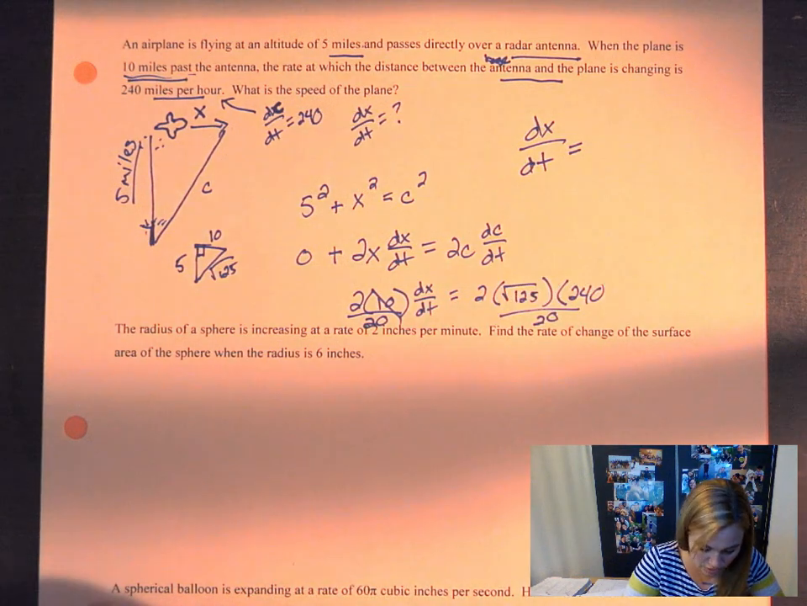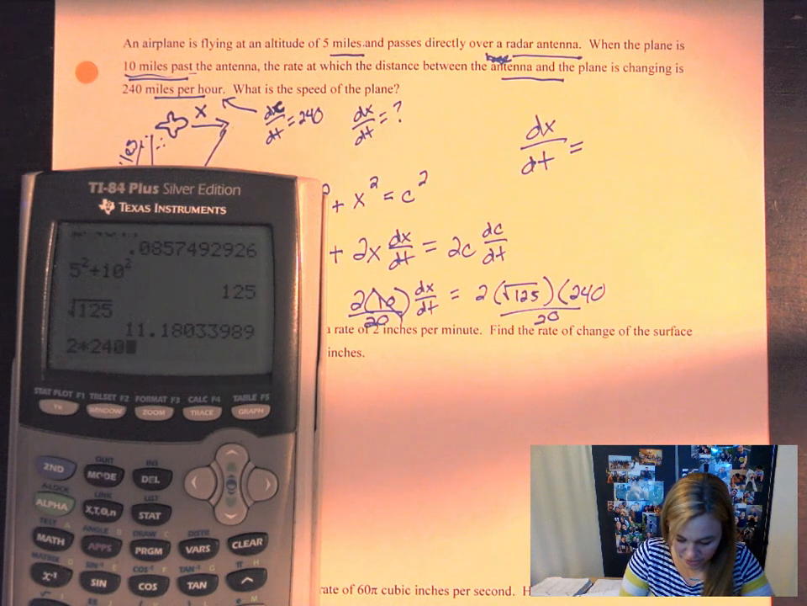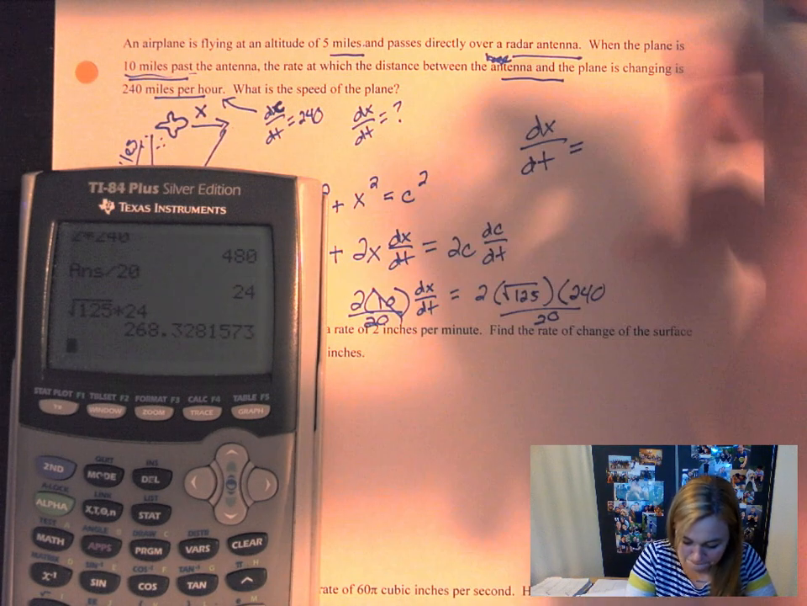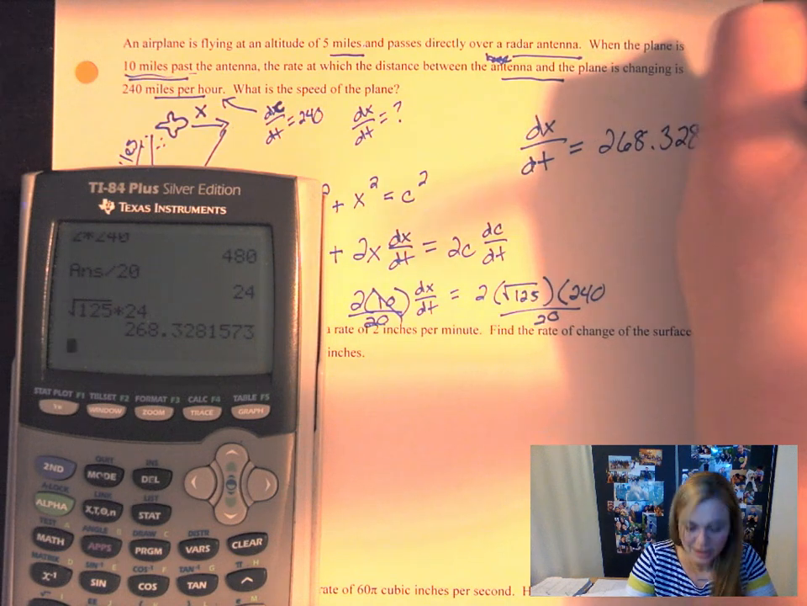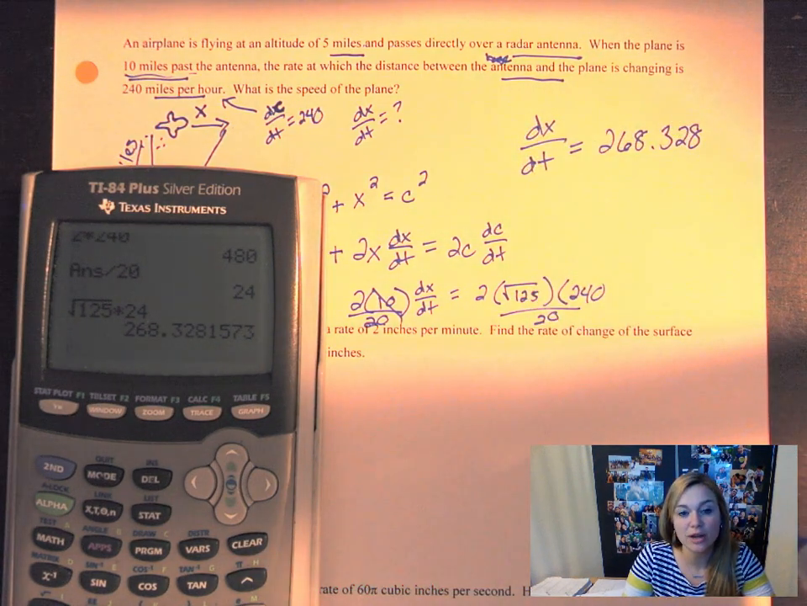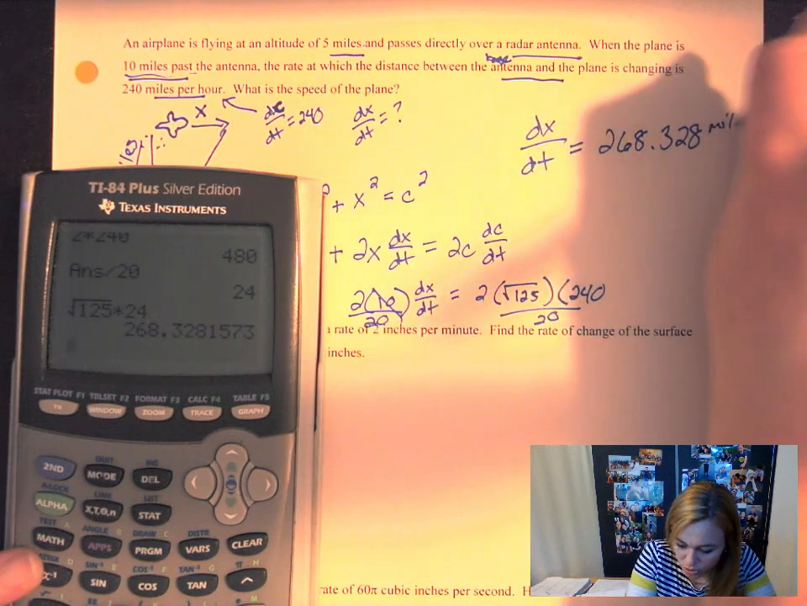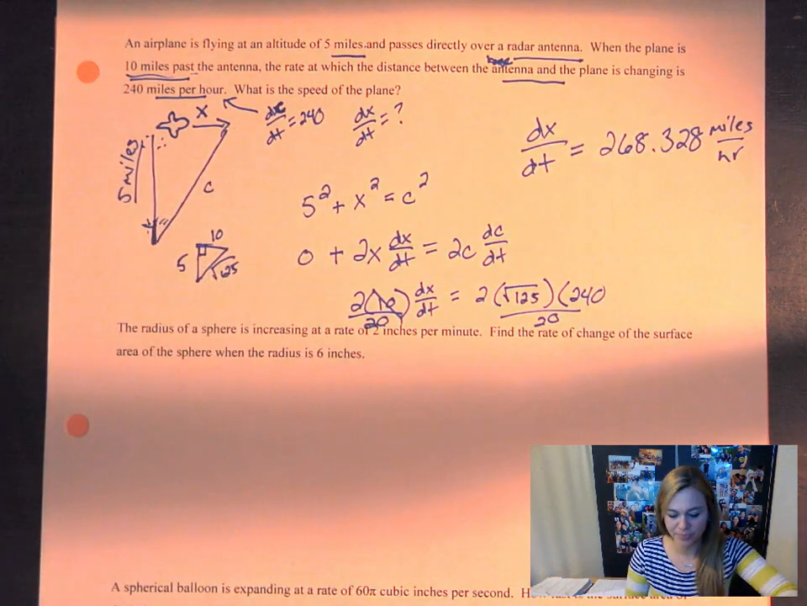I'm actually just going to put this in, times 240. I'm going to do that part, divided by 20. Yeah, and so you could do 24 square root of 125, or you could just do times 125 times 24. And I get 268.328. And I have to think about, does this make sense for a plane? Well, it depends on what this is measured in. Miles per hour. Yeah, that makes sense for a plane to be traveling that fast.